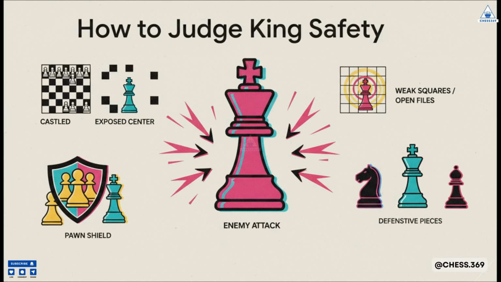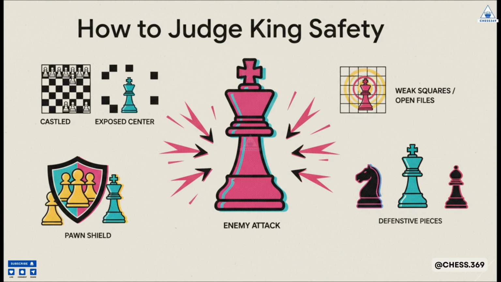Is a king stuck out in the middle of the board, or is it tucked away safely behind a wall of pawns? Does it have any bodyguards, like a knight nearby? How many enemy pieces are pointing in its direction? The more of these questions you can answer in your favor, the safer your king is. And this leads to a really simple but powerful rule of thumb.